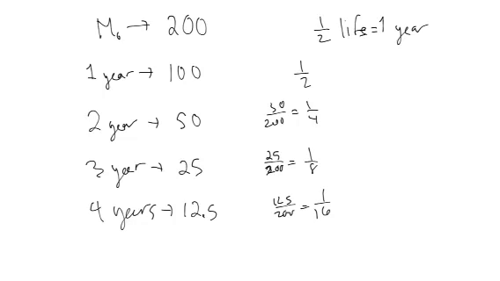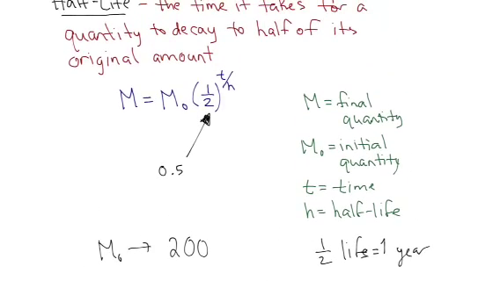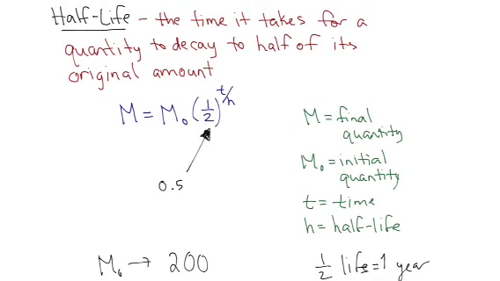Notice again that we went from a whole to 1/2 to 1/4 to 1/8 to 1/16. So it's almost the opposite of doubling. The denominator is doubling, not the numerator. And again, we could keep going. After 5 years, we would have half of 12.5, which would be 6.25. And if we continued this pattern, eventually you'd get down to essentially having 0. So eventually these things will decay all the way away. But that's the idea, that something is decaying, it's disappearing at a constant rate.